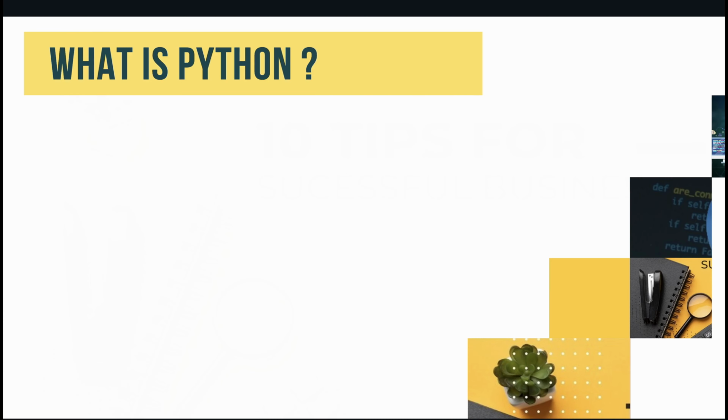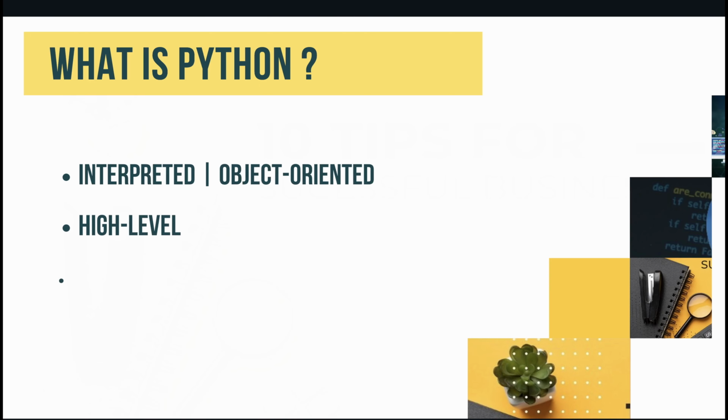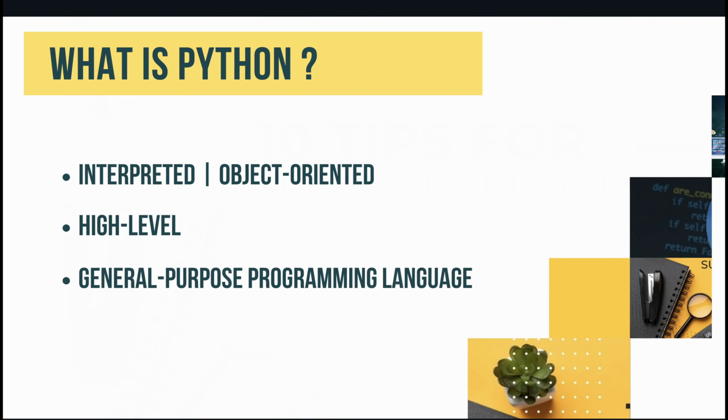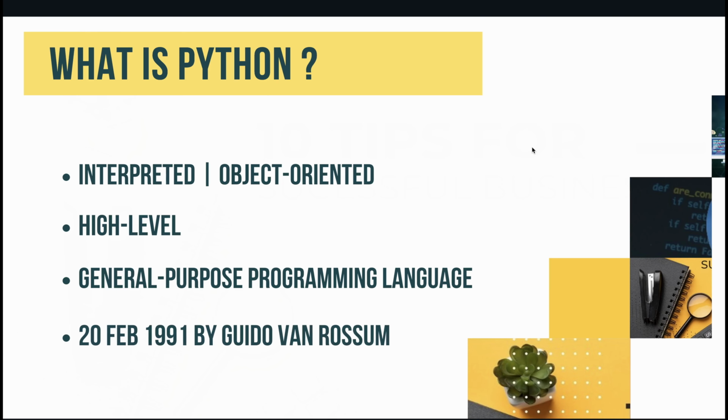What is Python? Python is an interpreted, object-oriented, high-level, general-purpose programming language. It was developed by Guido van Rossum in 1991. So let's understand word by word.